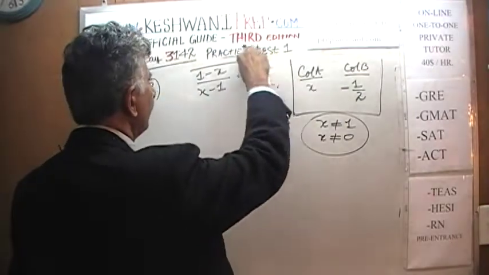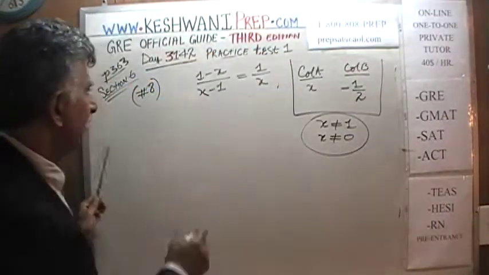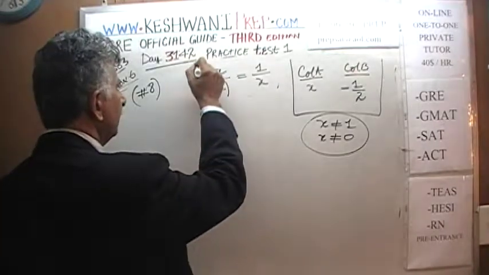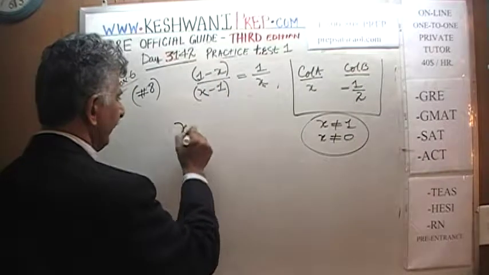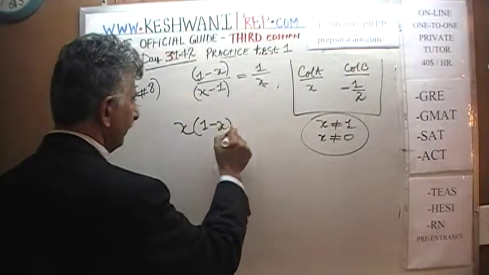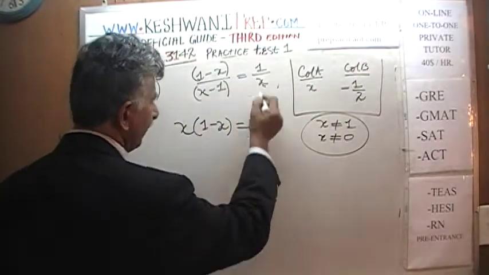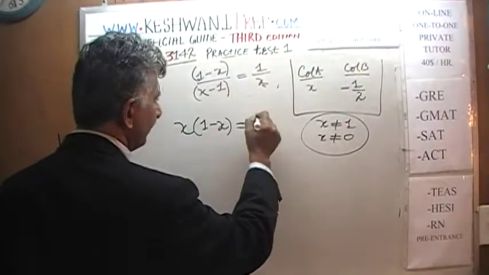We're going to cross multiply. We have x minus 1 on this side. On the bottom, we have 1 minus x. So we're going to cross multiply. When we cross multiply, we end up with x times 1 minus x equals 1 times, and we're not going to put 1 here, 1 times that, which is just x minus 1.